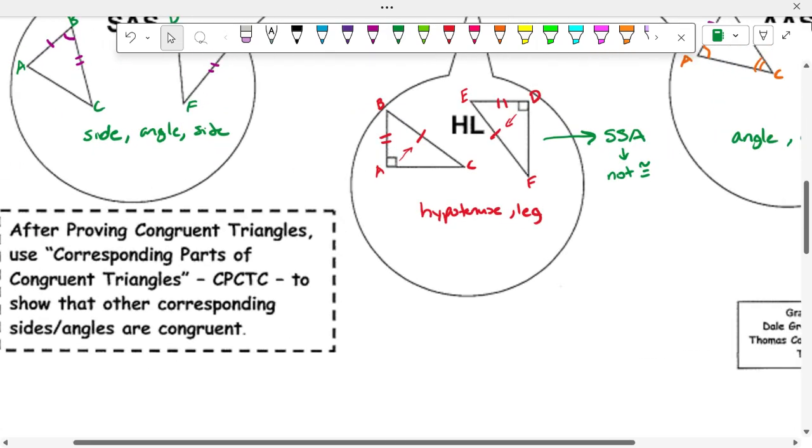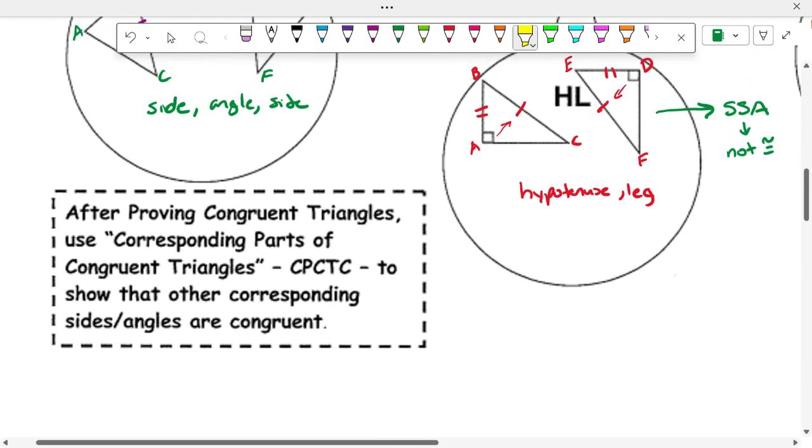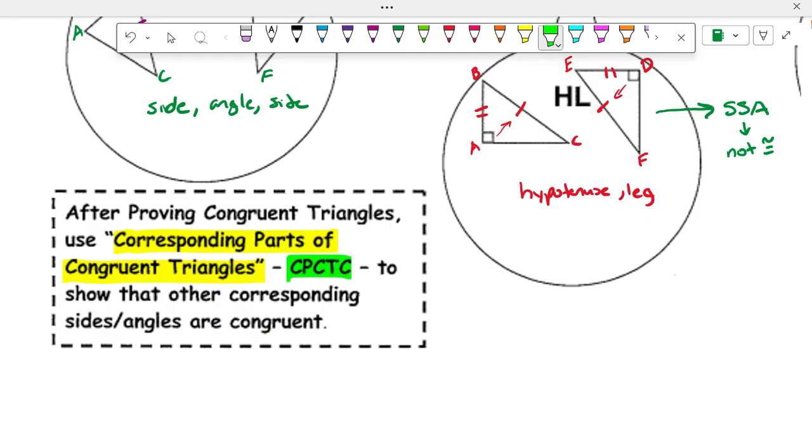Now, one last thing to note with this is that after you prove congruent triangles, you can then say that corresponding parts of congruent triangles are congruent. That's called CPCTC for short. All that means is that once you prove the triangles are congruent, any other side or angle within those two triangles, as long as they're corresponding, you can say are congruent.